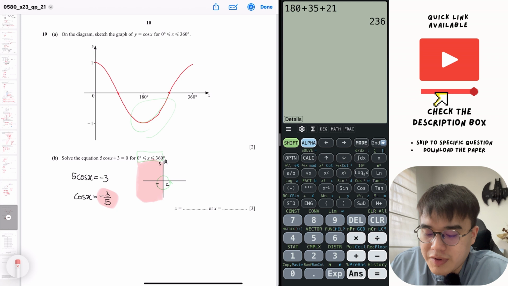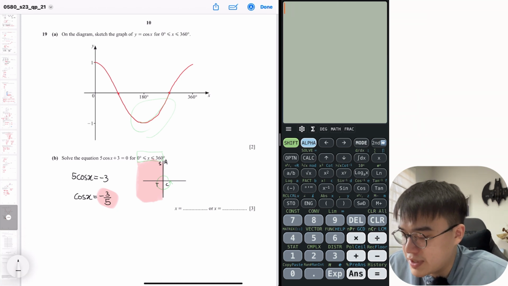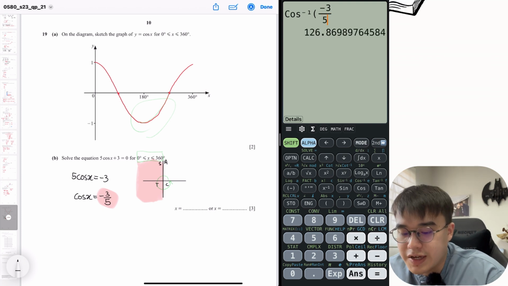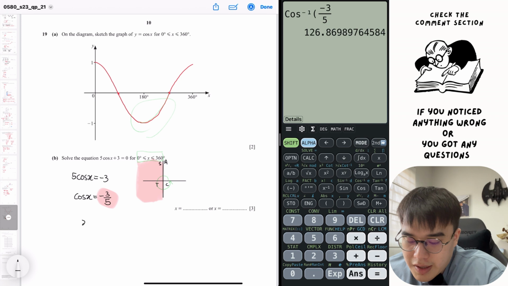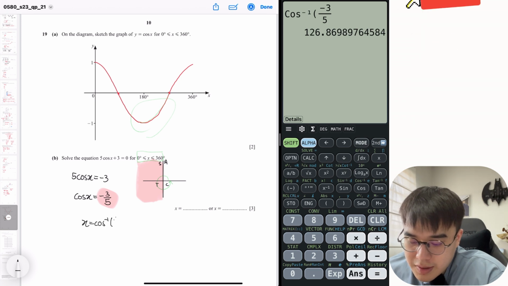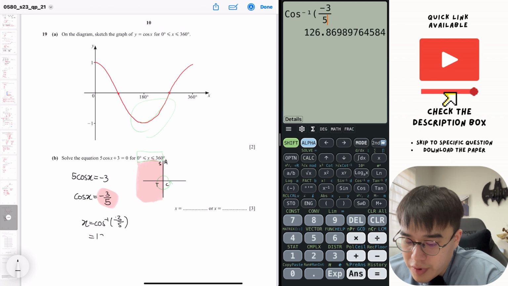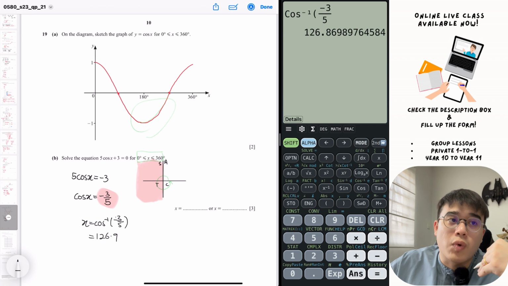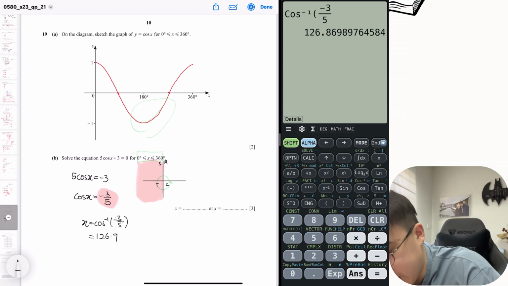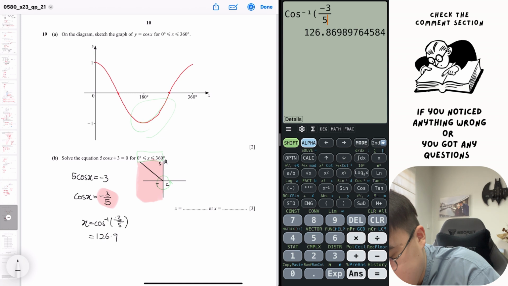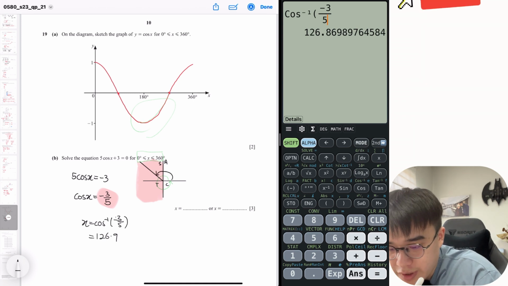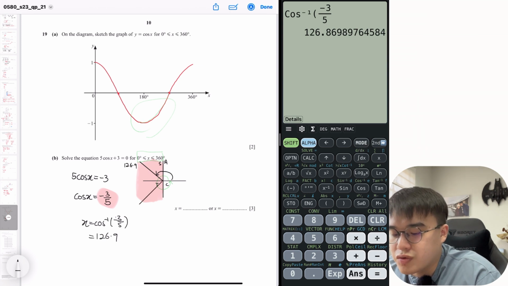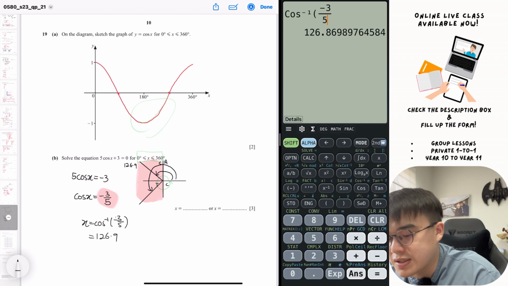Okay, so now time to key in the calculator. Cosine inverse, negative 3 over 5. Then you get your answer as 126.9. Okay, because for degree results, you have to show it in one decimal place. Okay, so first answer is located here. That is your 126.9. And then when they ask you for the next results, you have to go through again, starting from this 0 here.